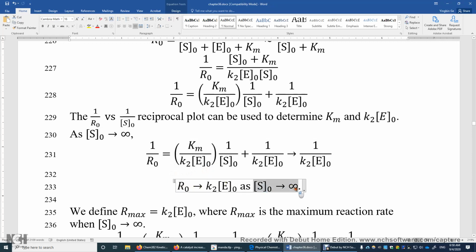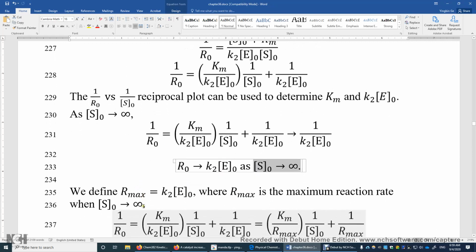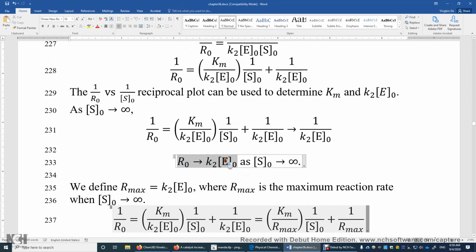So really, you just need to use a huge amount of S naught and measure the initial reaction rate. It's K2 times E naught. Sometimes if you don't want to use a huge amount of S0, you can do some extrapolation carefully. Okay, now we have this equation here. We just define R sub max to be K2 E0. R sub max is the maximum reaction rate when you use a huge amount of the substrate.